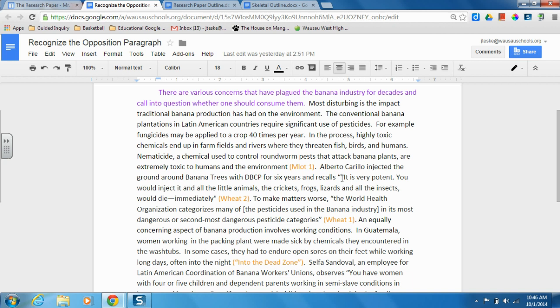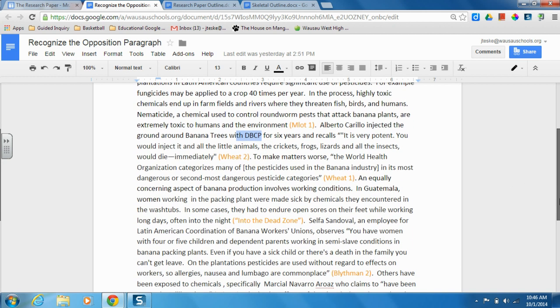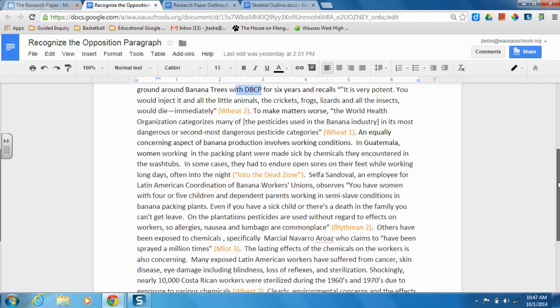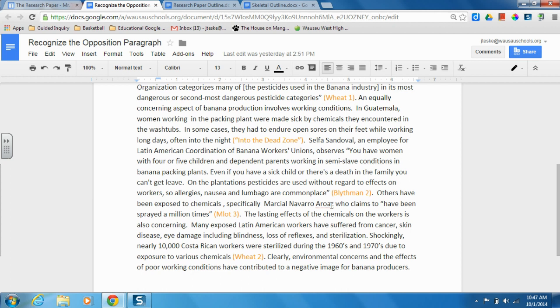As you continue, you see there's a quote. Again, on my outline, I mentioned there was going to be a quote regarding DBCP, and this goes on to explain the effects of DBCP. This comes from wheat as well. And as I proceed, I continue to look at, wow, there's more information from wheat. That name Blythman appears here. This information from Into the Dead Zone that would have been on my outline is all there. All in defense of this, or explanation of my idea that the banana industry has been horrible to the environment and we have concerns about that.